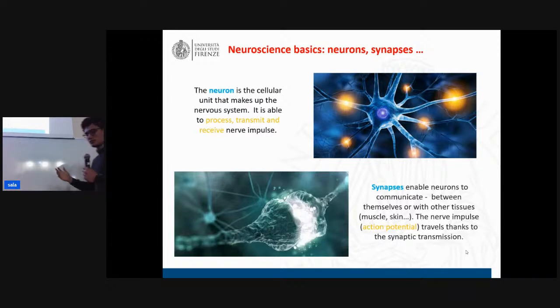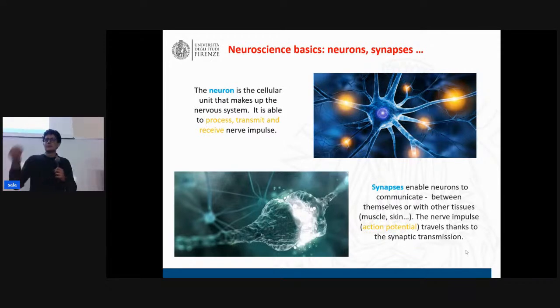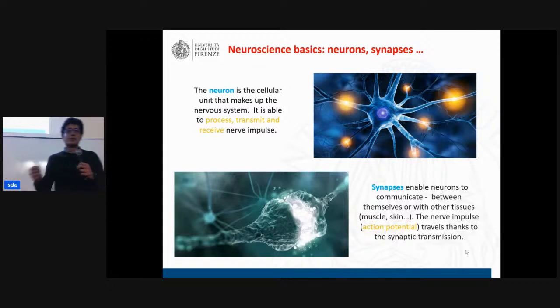So, as you probably all know, the brain is made up of neurons. They are the cellular unit of the brain. Neurons somehow receive, elaborate, and transmit signals in the form of electric pulses. And these neurons talk with each other by means of synapses, so connections between different neurons that carry electrical signals.